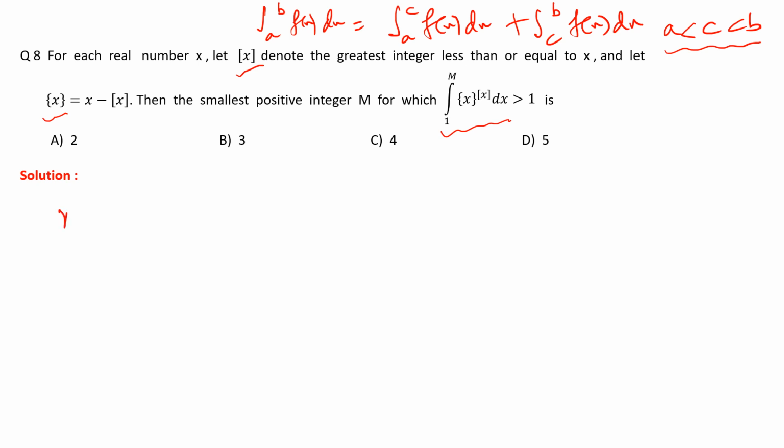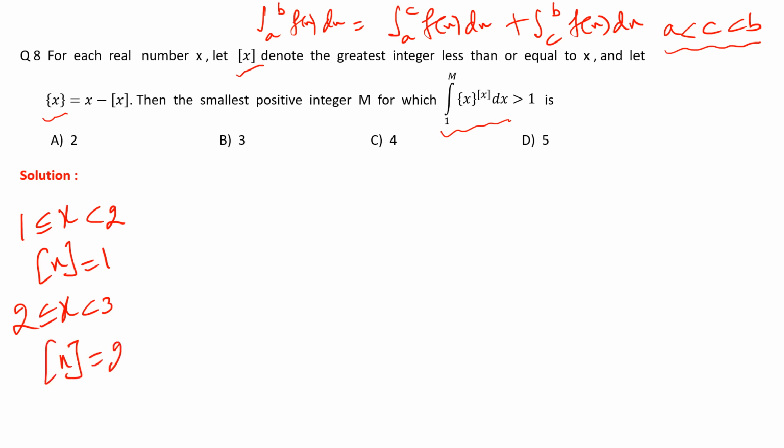Because we know that whenever x lies in the interval greater than or equal to 1 and less than 2, the value of the GIF function x will be 1 only. Similarly, if x is greater than or equal to 2 and less than 3, then the value of the GIF function x will be 2. So that will help us to find the value of this integral.